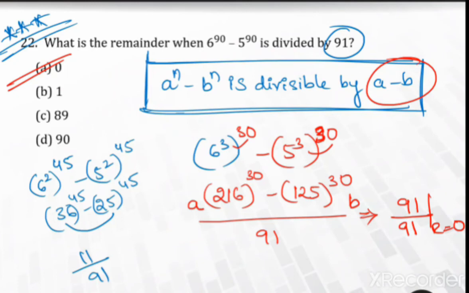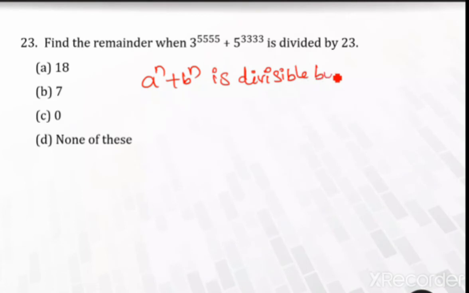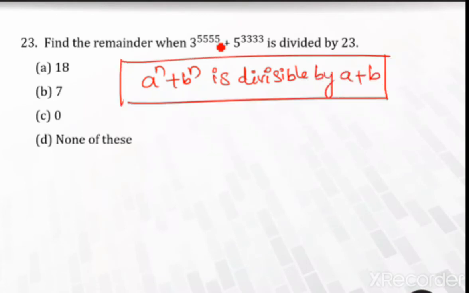Moving forward to a similar question, give a try. a power n plus b power n is divisible by a plus b when n is an odd number, means power n is an odd number.